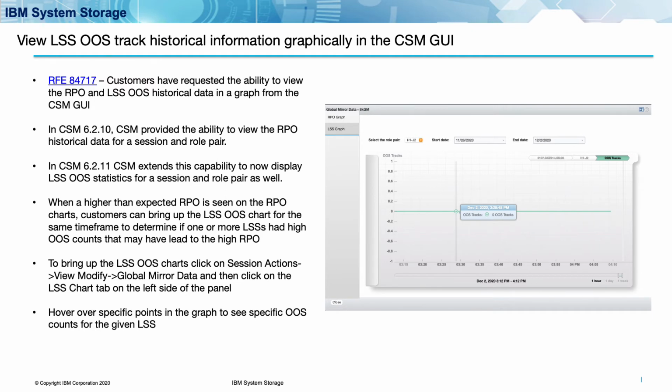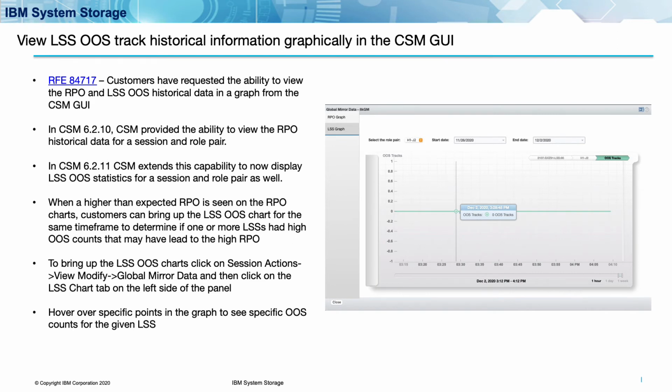But usually you'd use that when you see high RPO values. If your session starts exhibiting high RPO at certain time frames, you can first look at the RPO graph, see for a given role pair when that time frame was when you had that high RPO, and then you can go to the LSS OOS graph for that same time frame and see if there's one or more LSSs that might have a high amount of OOS as well. And when I say OOS, that's the out of sync tracks. So that's the amount of data that has to be copied over to the secondary.